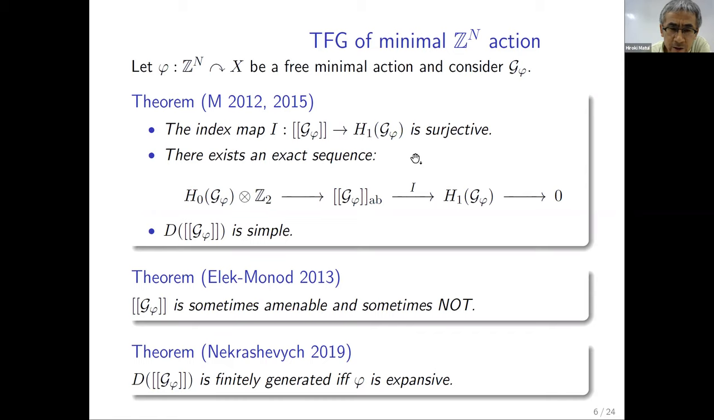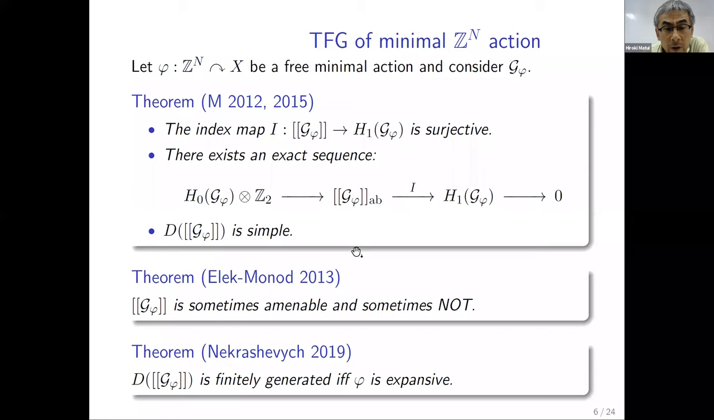And the range of the index map is the homology group of G_phi, H1. And in the case of Z actions, this H1 is always the integers. So before, the index map takes its values in the integers, but now in the case of Z^n, Z becomes H1. And as for abelianization, there exists an exact sequence like this. So this arrow is the index map, and I may have some torsion, which comes from H0. And again, the commutator is simple.